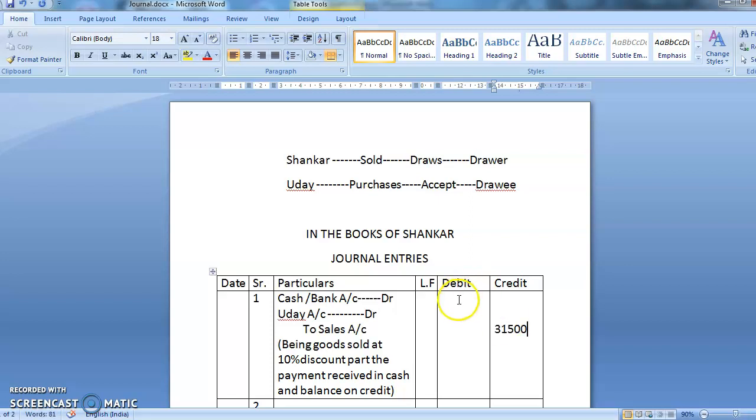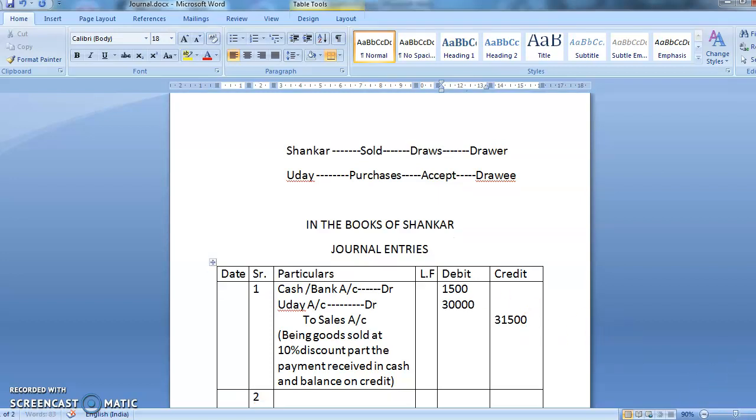How much cash are you receiving? You are receiving cash 1,500. So the difference is your credit transaction. So what is your credit transaction? Yes, 31,500 minus the 1,500 comes to 30,000. Okay. So what will be the narration? Goods sold at 10% discount, part payment received in cash and balance on credit. So you're selling something on credit.